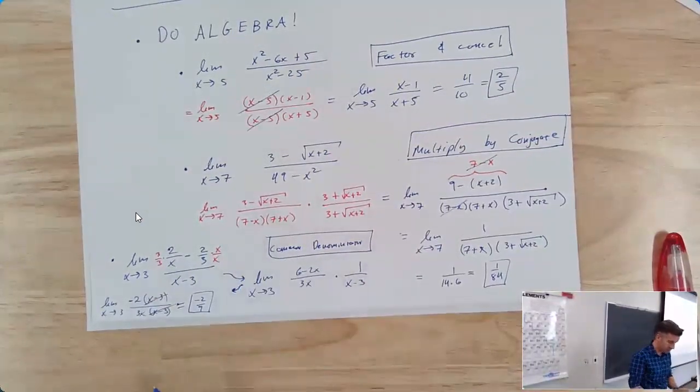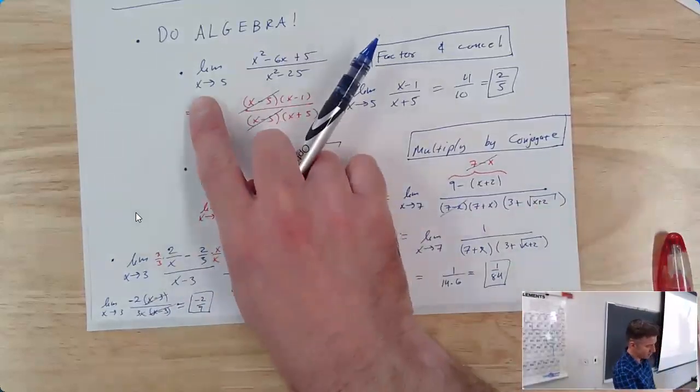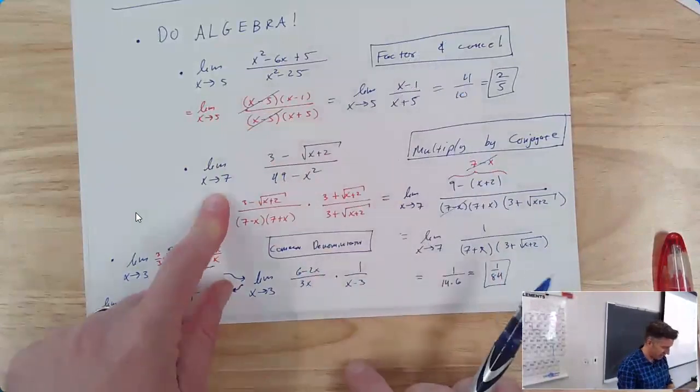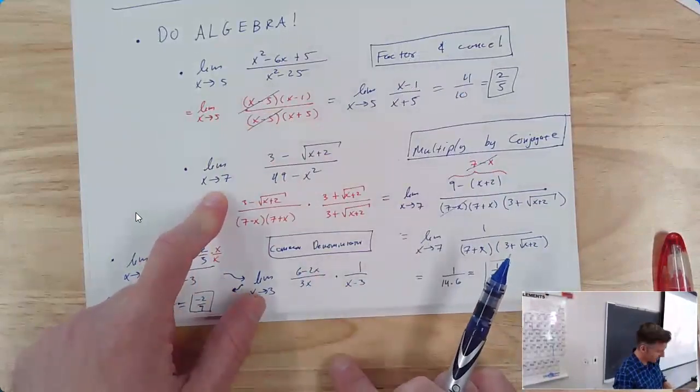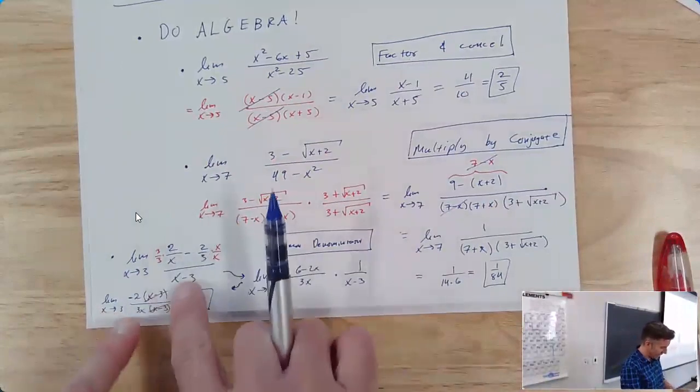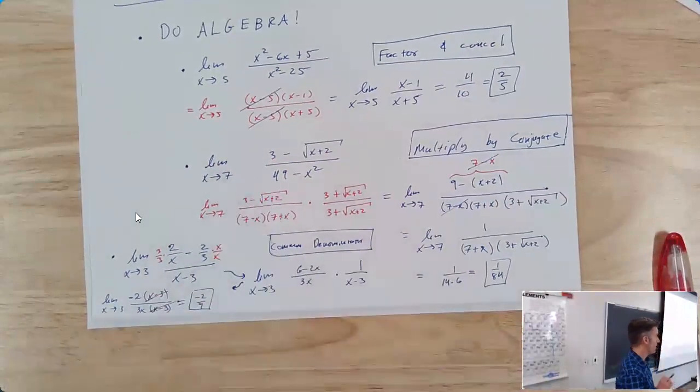You're always trying, so in each of these, right? X is approaching 5, I was trying to factor and cancel an x minus 5. X was approaching 7, I wanted to cancel an x minus 7, or in this case, a 7 minus x. Here, x was approaching 3, I wanted to cancel an x minus 3. You're always looking to cancel x minus whatever x is approaching.